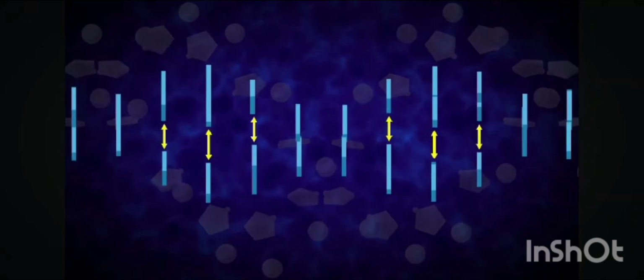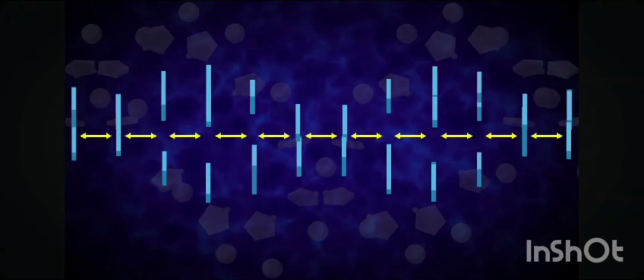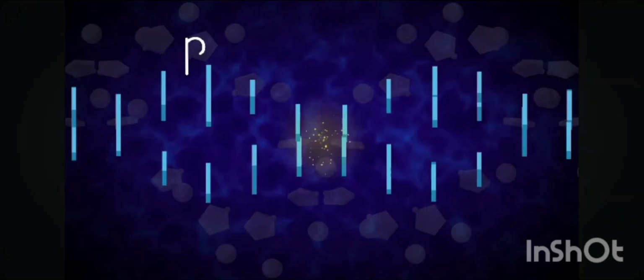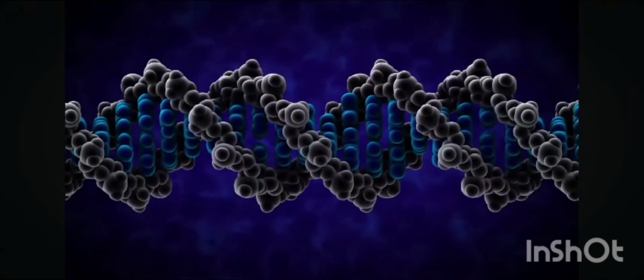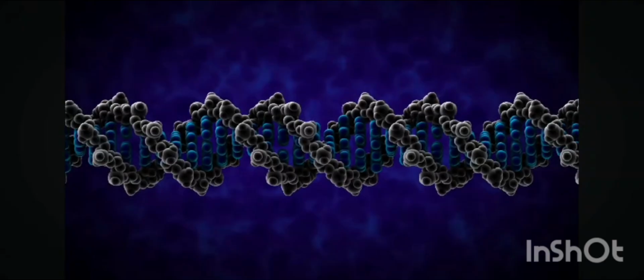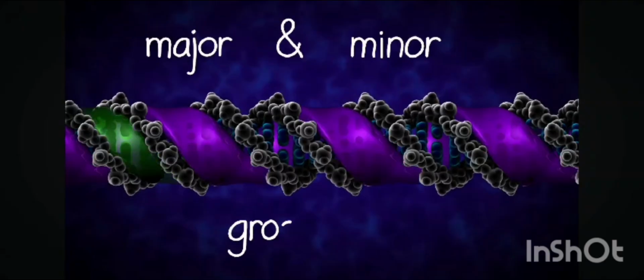Each turn of the helix measures approximately 10 base pairs. In addition to the hydrogen bonding between the bases, the stacking of the bases also stabilizes the double helix structure. These pi-pi interactions form when the aromatic rings of the bases stack next to each other and share electron probabilities.